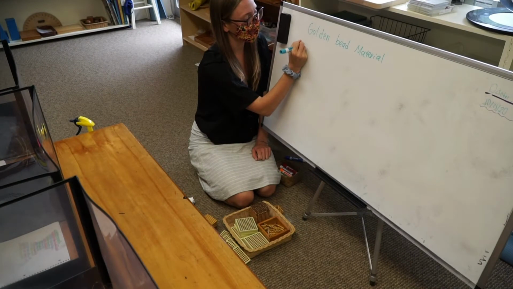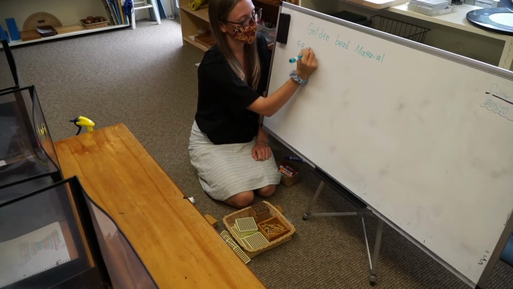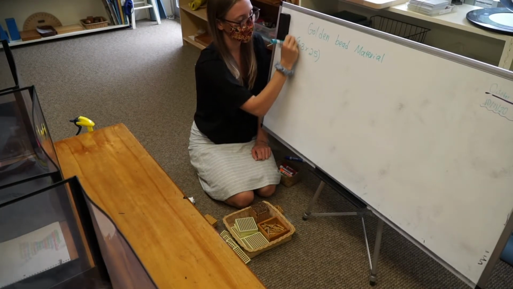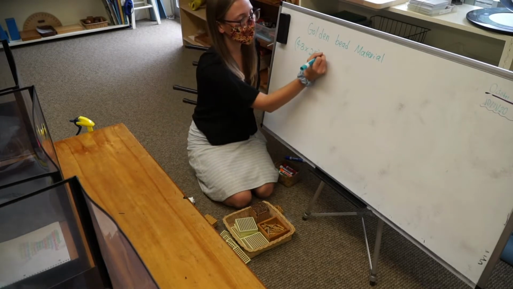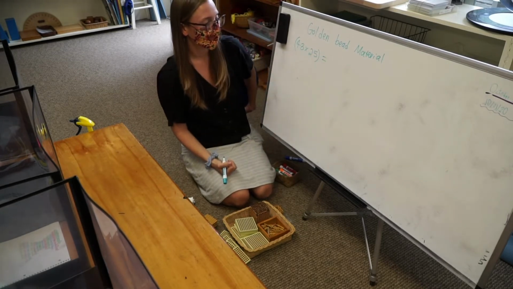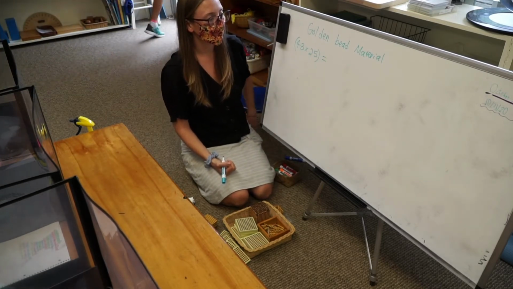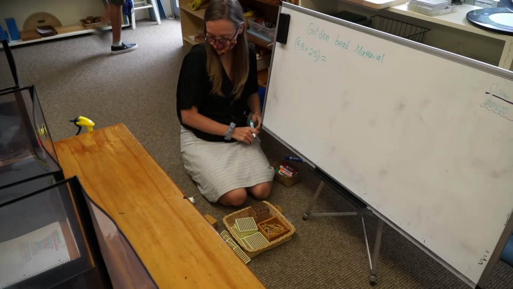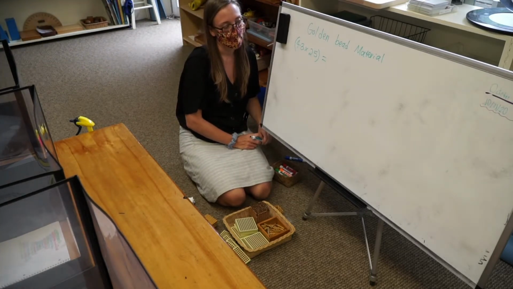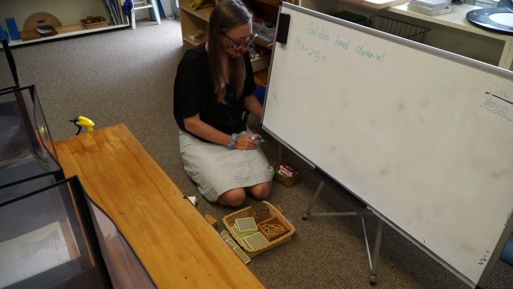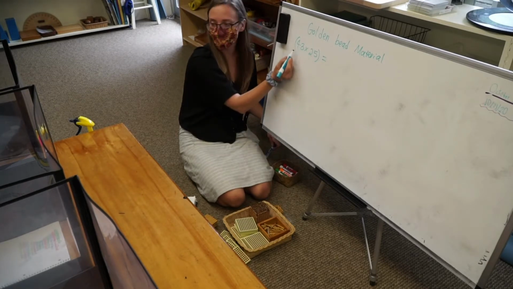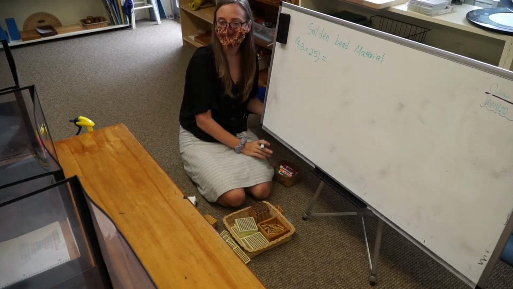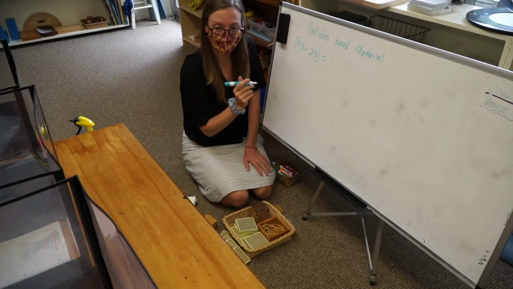Today we're going to look at 43 times 25. When we have a two-digit number, sometimes we have to do something we call expand. So we're going to expand. What number is in the tens place in 43? Alex, can you say it?